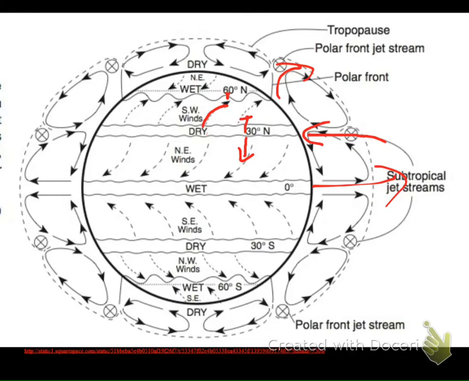Proof of that is if you've ever taken a plane from LA out to New York City, it takes less time to get to New York City than it does to go the other way, because you have a very, very fast tailwind. The opposite would be true between 0 and 30, where going west, you would go faster than you would going east.